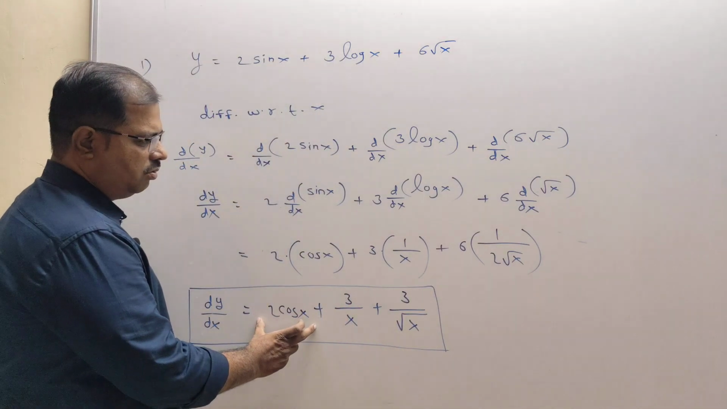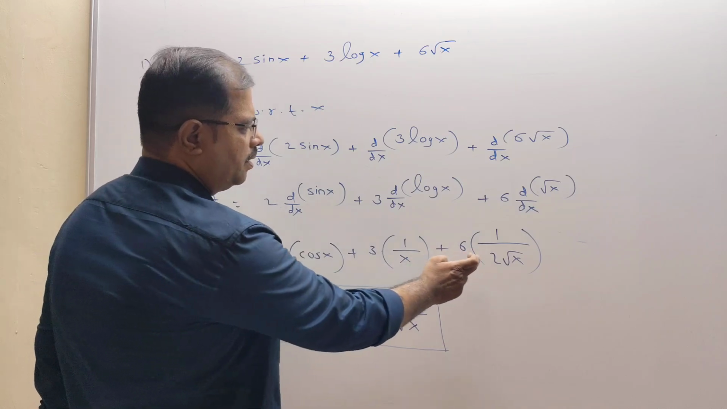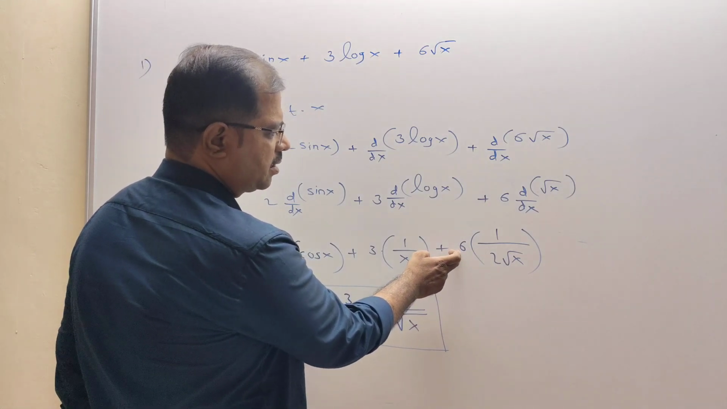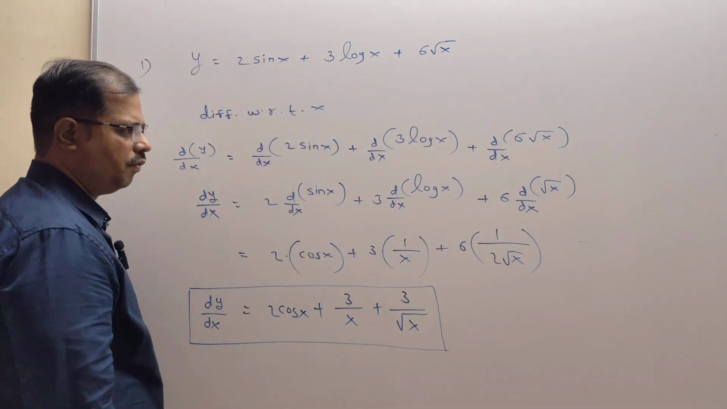2 into cos x, 2 cos x. 3 into 1 upon x, 3 upon x. 2 1s are 2, 2 3s are 6. 2 cos x plus 3 upon x plus 3 upon root x is the final answer.